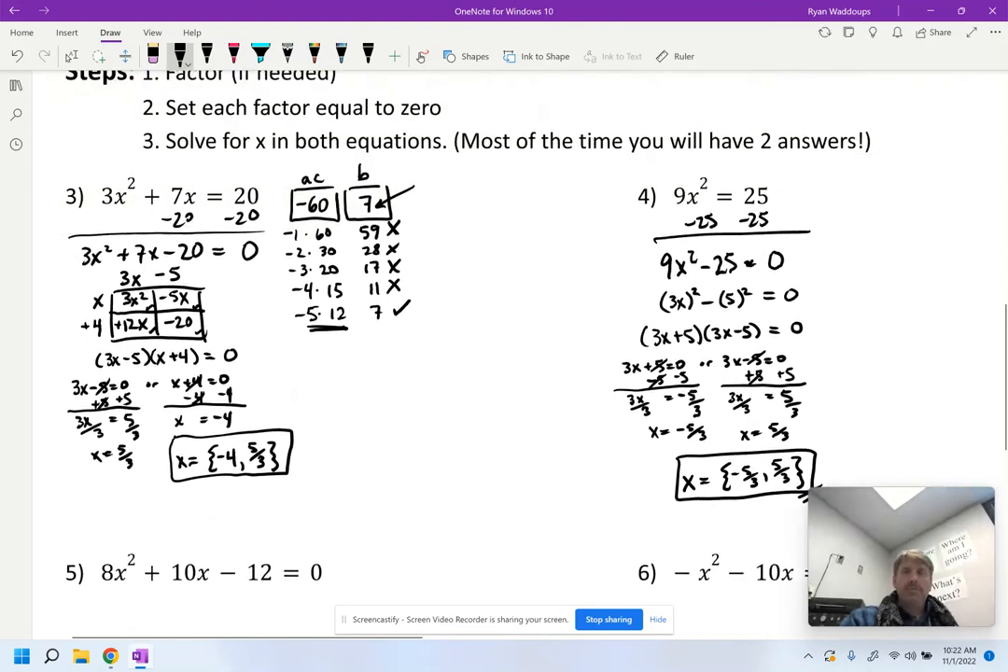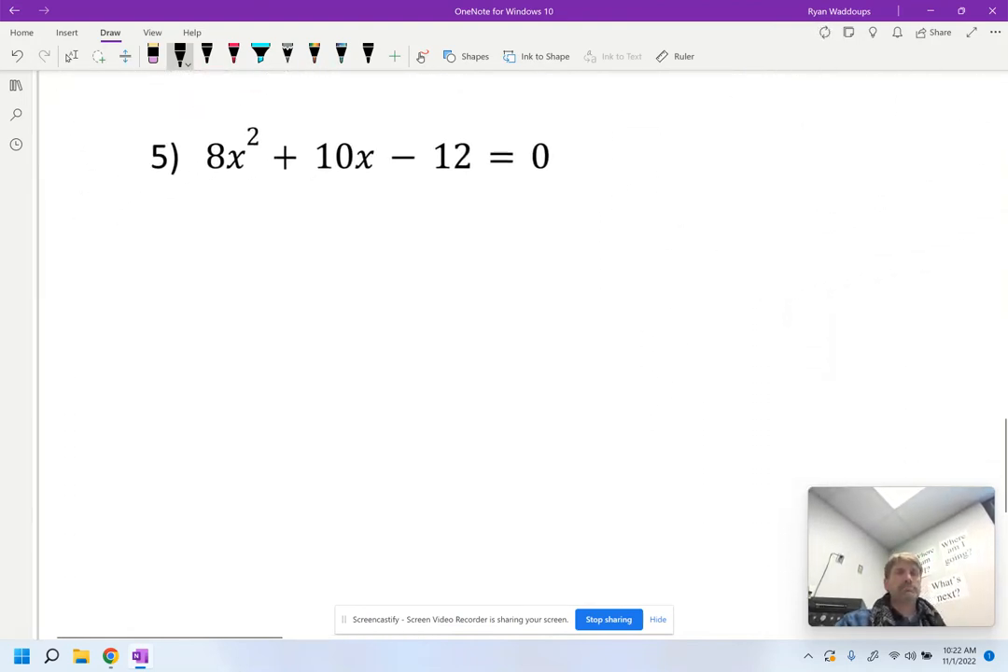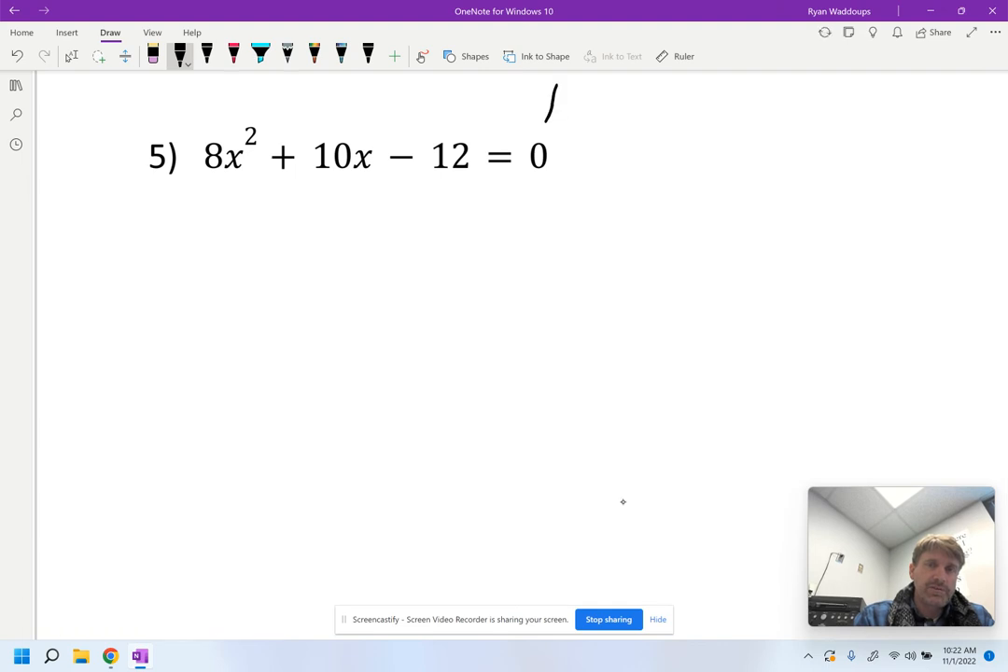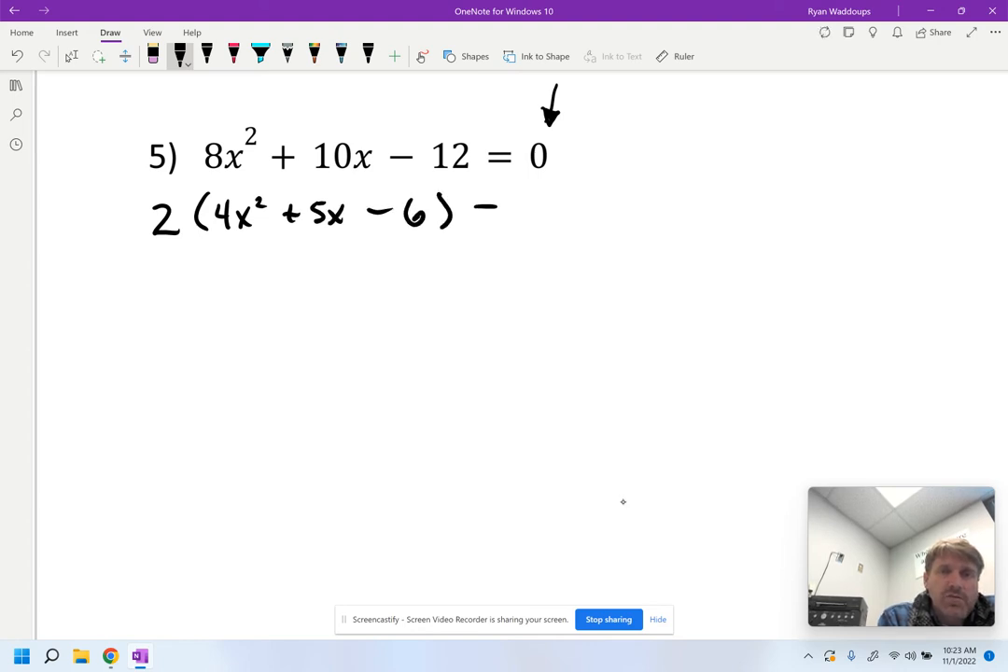All right, number 5. This one is already in standard form. It's equal to 0. So we can look at how to factor this. I look at 8, 10, and 12. First, I want to check for greatest common factor, which in this case there is a greatest common factor, and each of these are even, so I can divide out a 2. 2 times 4x squared plus 5x minus 6 equals 0. If I take the 2 out of each of those terms, that's what I'm left with. 2 times 4, 8, 2 times 5, 10, and 2 times negative 6 is negative 12.